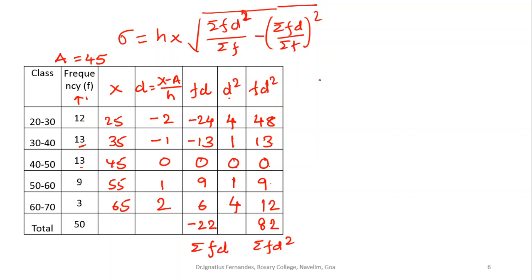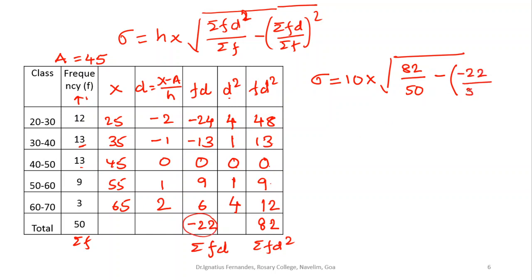So we substitute these in the formula. Standard deviation sigma is h, that is 10, into square root of summation fd square, which is 82, divided by summation f, which is 50, minus the square of summation fd, which is minus 22, upon summation f, 50. So we have the square of this. We have to just calculate this now.